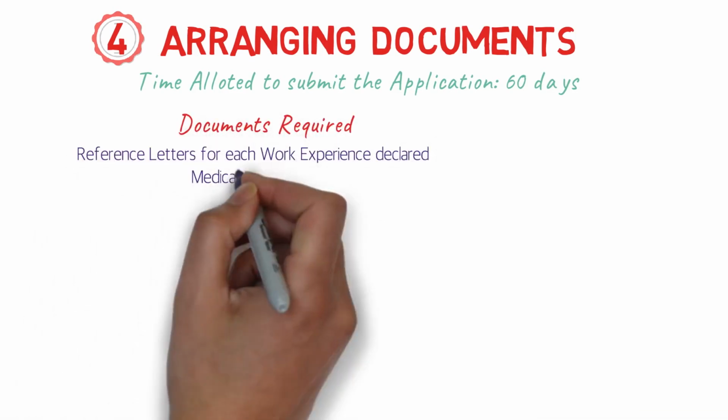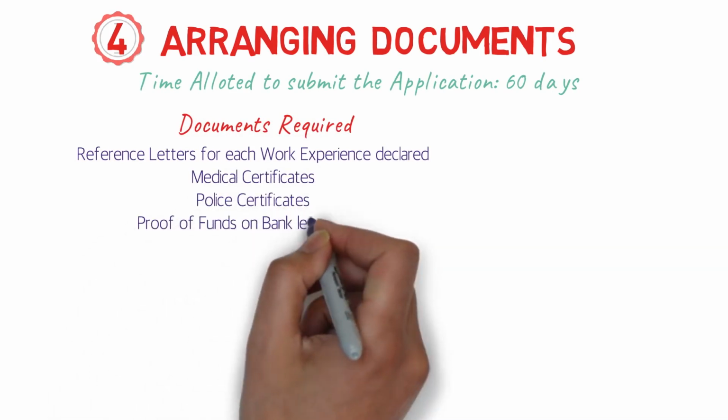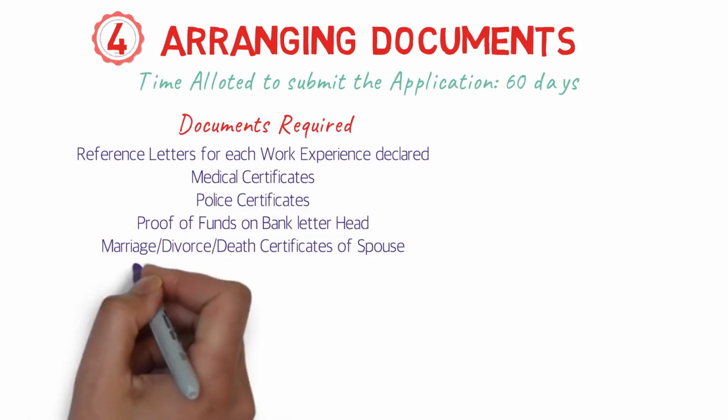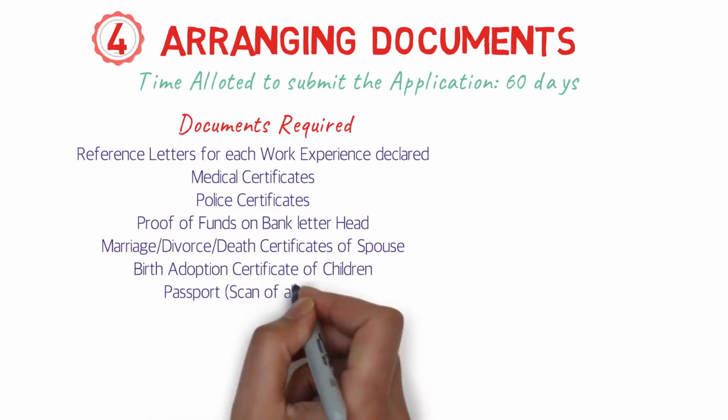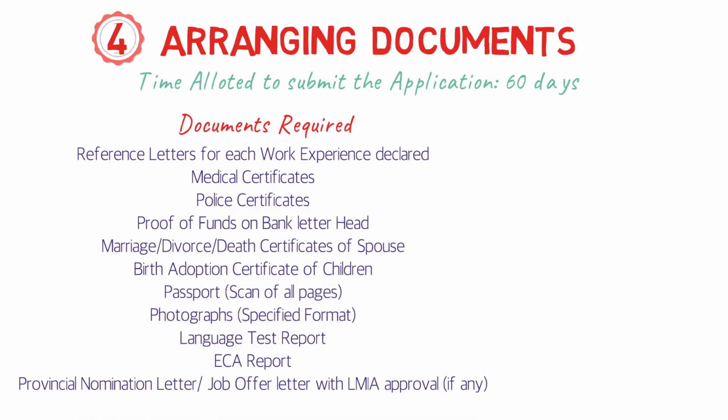Reference letters for each work experience declared, medical certificates, police certificates, proof of funds on bank letterhead, marriage, divorce, death certificate of spouse, whichever applicable, birth or adoption certificate of children, passport scan of all pages, photographs in the specified format, language test report, your ECA report, and if you've got the provincial nomination letter or if you've got the job offer letter, then with the LMIA approval, you need that as well.